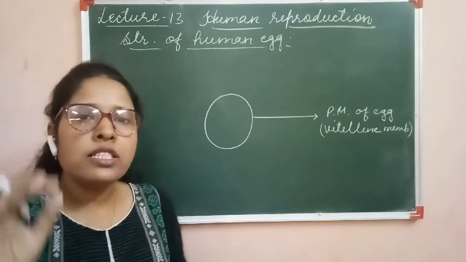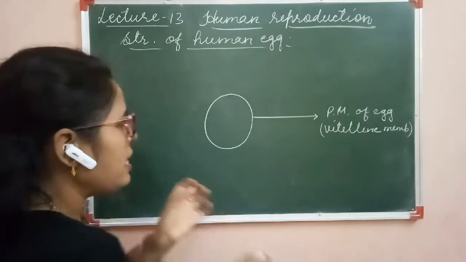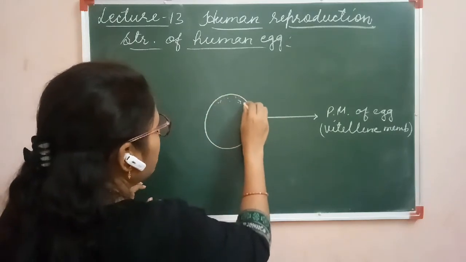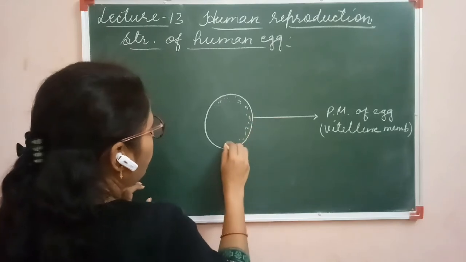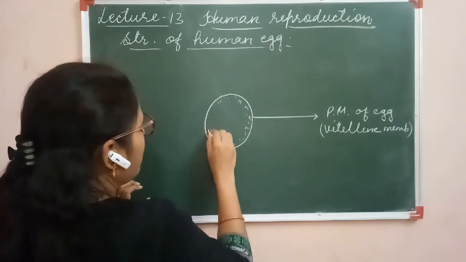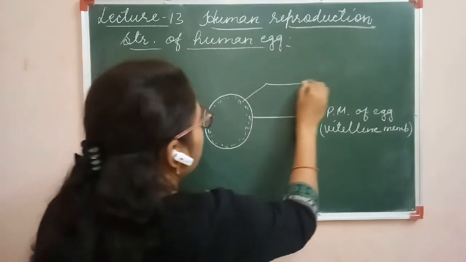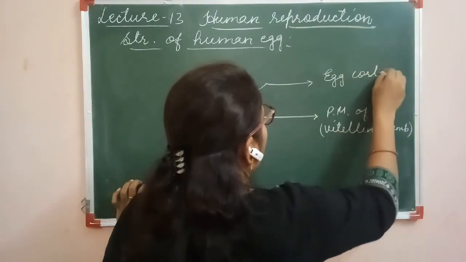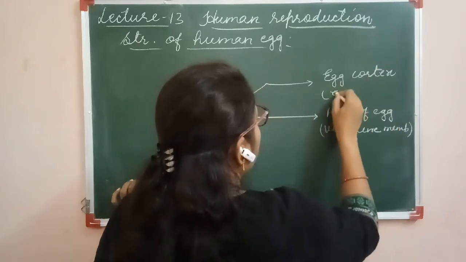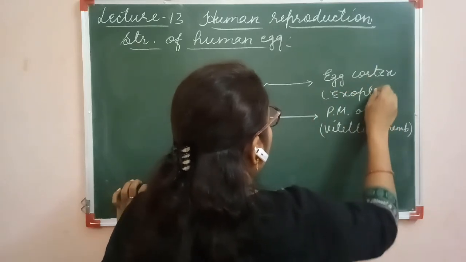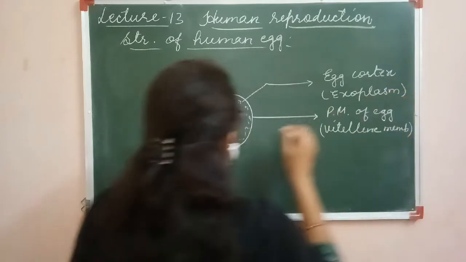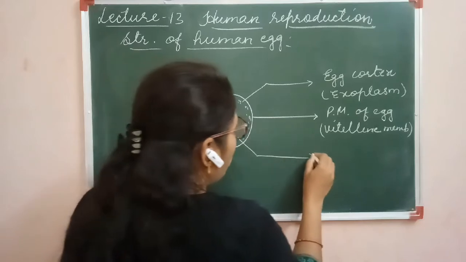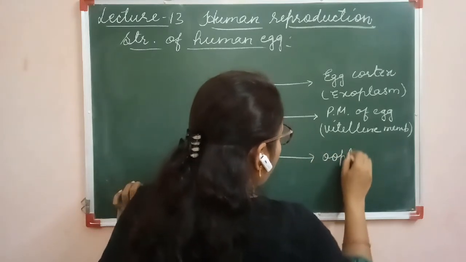The cytoplasm of the egg is basically differentiated into two parts. The outer cytoplasm is called the egg cortex, or it is also called exoplasm. And the inner cytoplasm is called ooplasm.